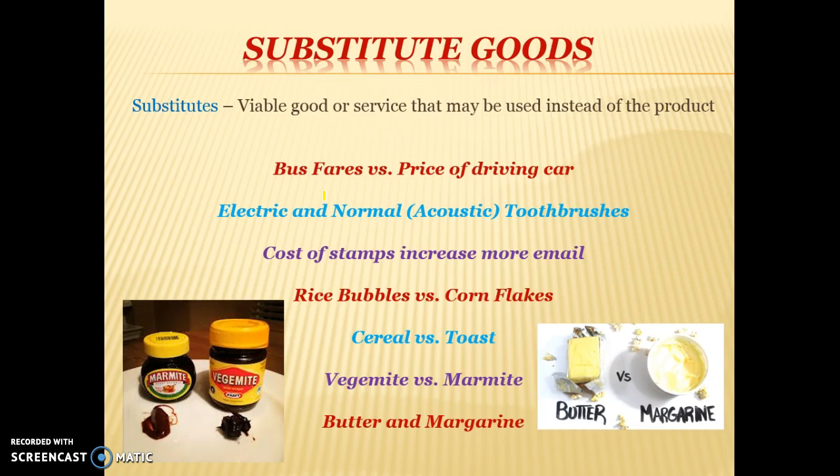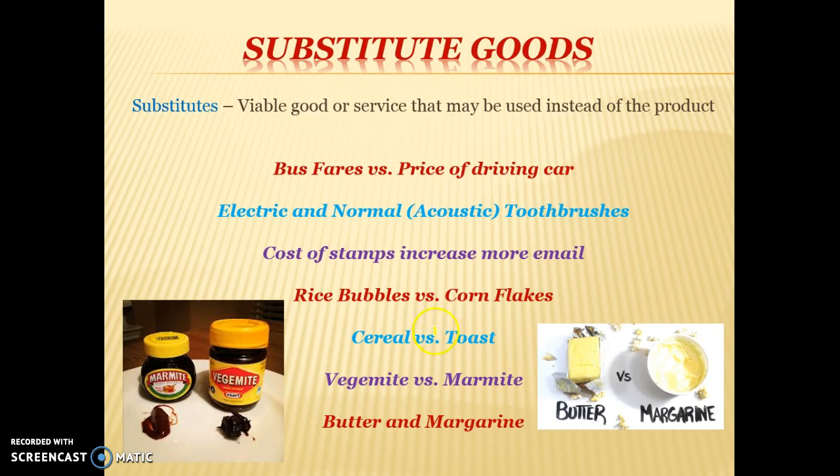Next topic, substitute goods. Substitute goods are viable goods or services that can be used instead of each other. So things that you could basically serve the same purpose. So for example, bus fares as opposed to driving a car. If bus fares go up, more people want to drive cars. If petrol prices go up, more people might want to catch the bus, and the demand curve for buses will shift to the right. Electric and normal toothbrushes, cost of stamps versus email, all of these products are serving not always the same, but a similar function.